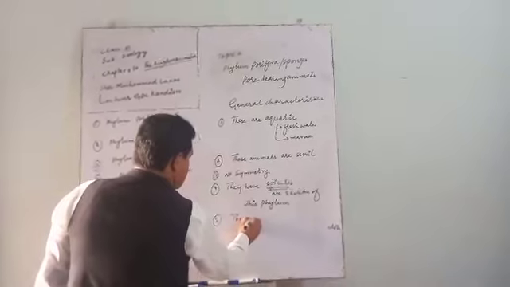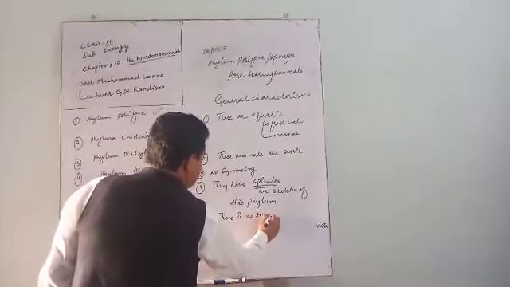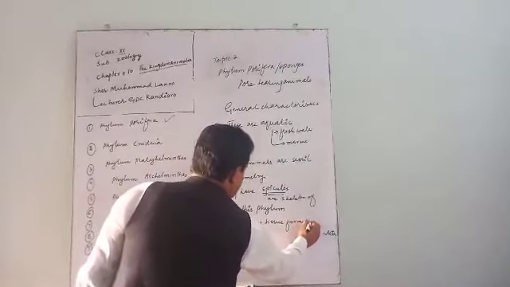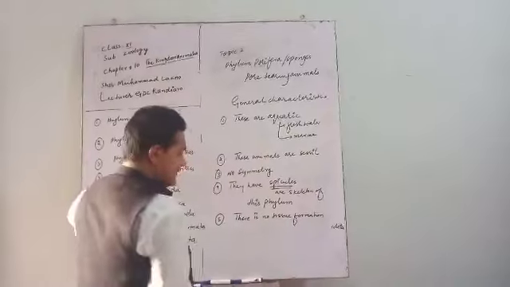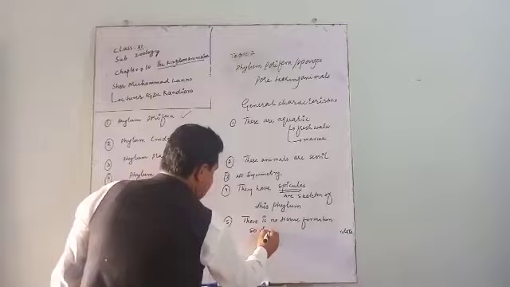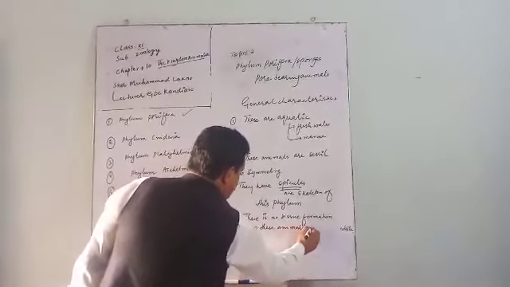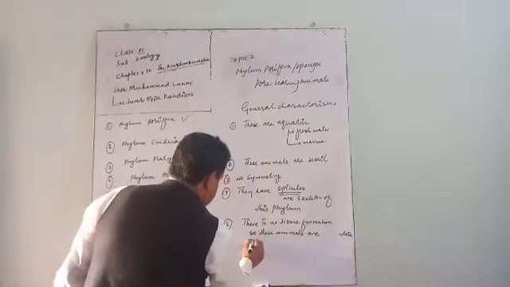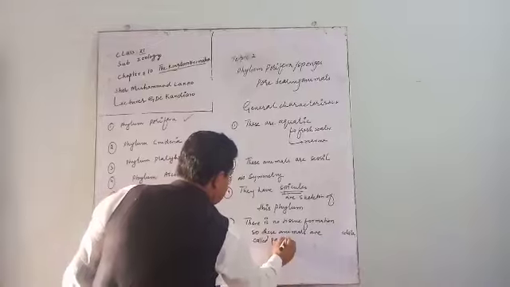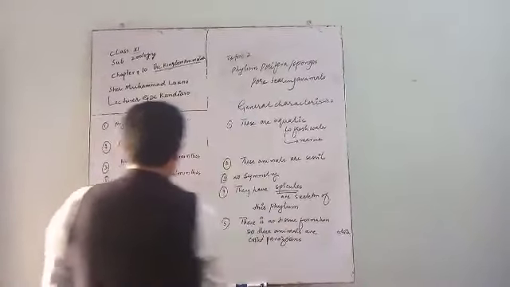Number 4, they are parazoans. There is no tissue formation. Tissue formation does not take place. So these animals are called parazoans.